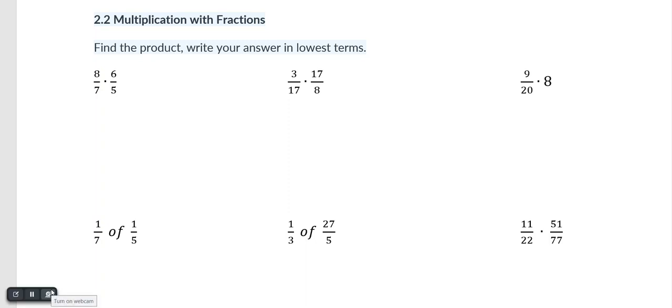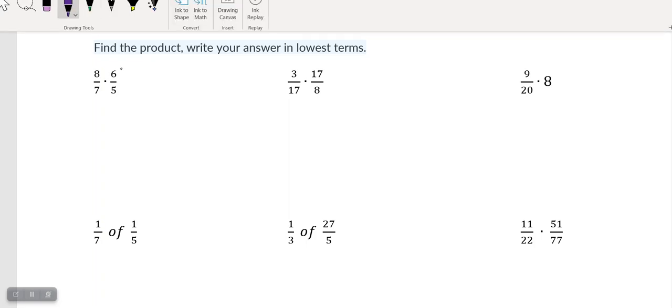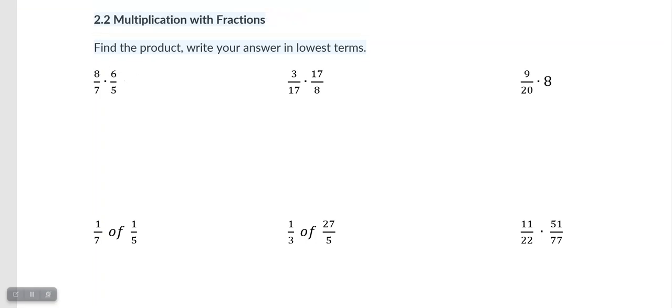All right, in this video, we're going to work with multiplication of fractions. To multiply a fraction, you're going to multiply the numerator times the numerator and the denominator times the denominator. It's just as simple as that. So 8 times 6 and 7 times 5.